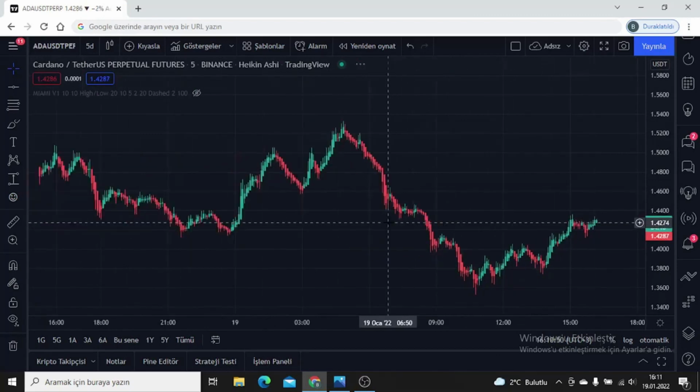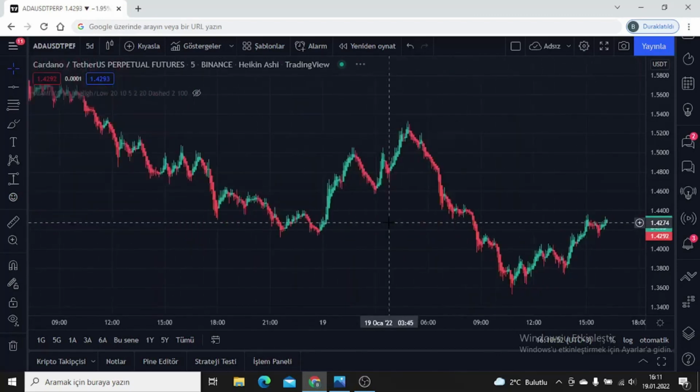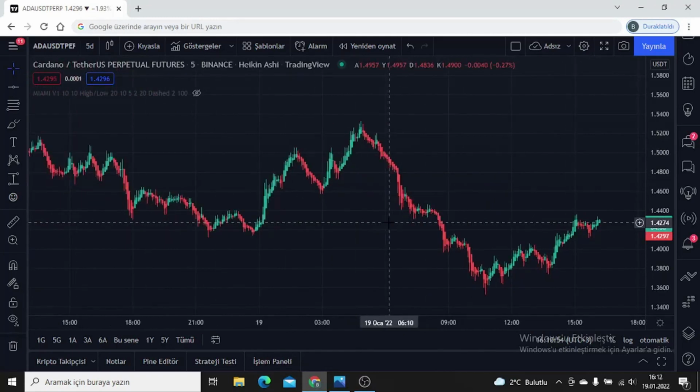I see the descending trend more easily. I see the rising trend more easily and I can read the candles more easily, my friends. As you can see here. What are we doing now? In order to find the right place, we first need a trend.